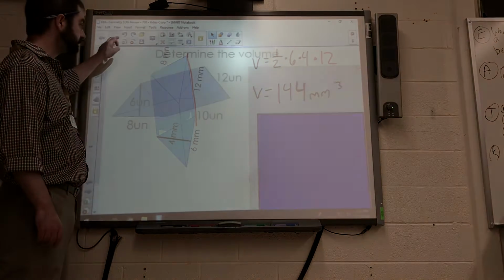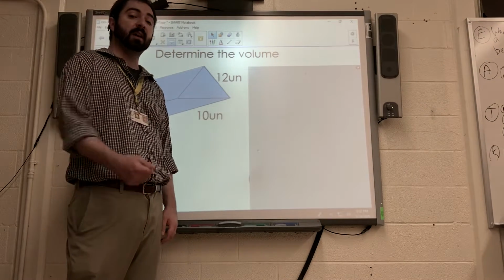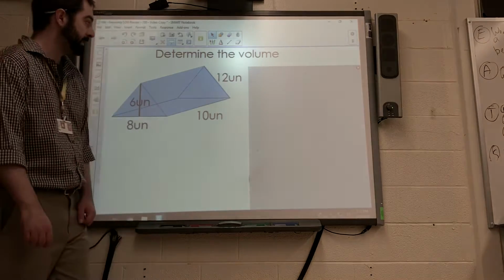So again, identify the base, identify the area of the base, multiply it times the height of the prism. This one, pause the video, see if you can try this one on your own. When you're ready, unpause the video and I'll go over it. All right, here we go.